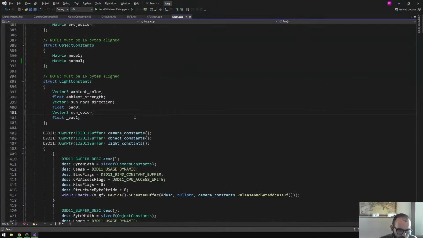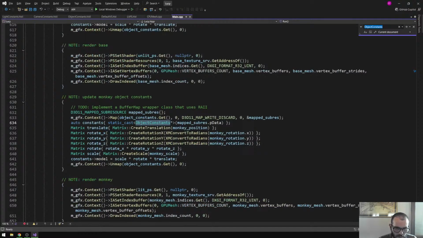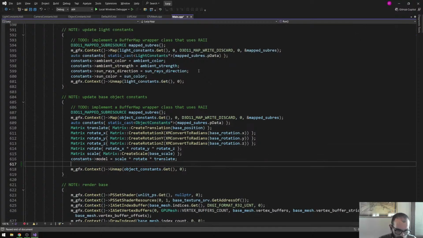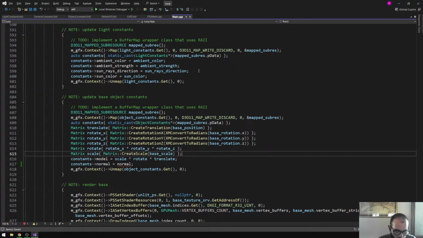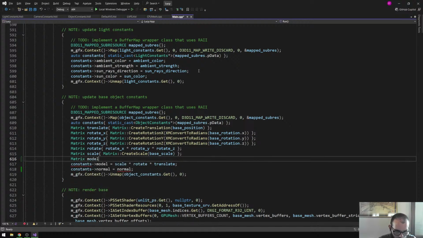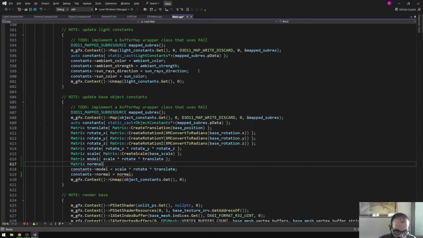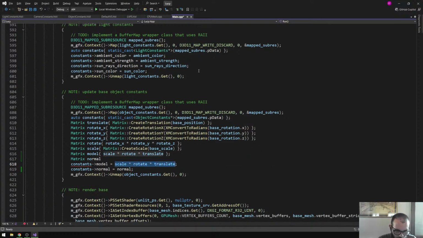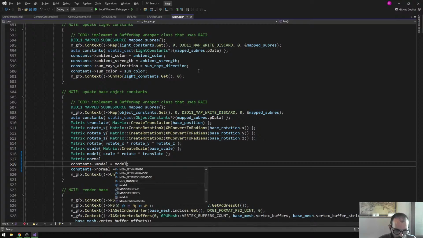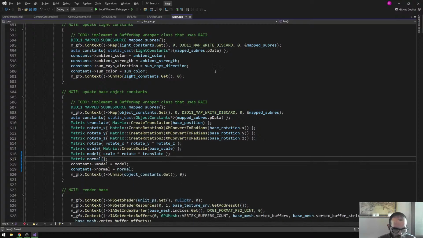So we need the normal. When we do this, we also need the matrix model, and then we just need to compute our normal matrix.